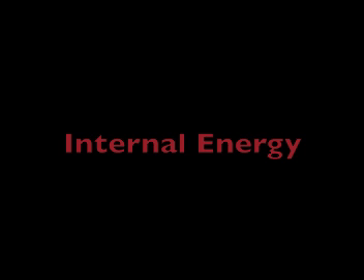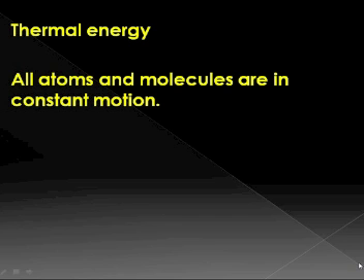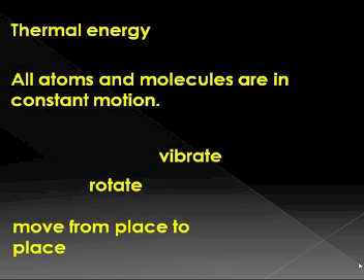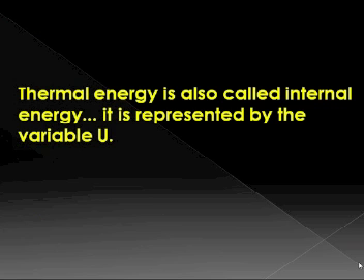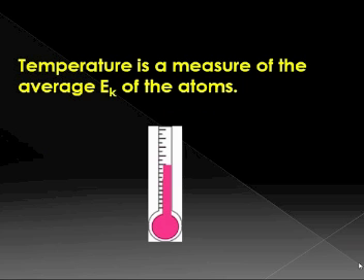Let's start with internal energy. Thermal energy or internal energy. All atoms and molecules are in constant motion. For example, they vibrate, they rotate. All of the molecules, all of this together: vibration, rotation, and they move from place to place. Now when you take all of that energy and put it together, it's also called internal energy and is represented by the variable U. So the thermal energy or the internal energy.